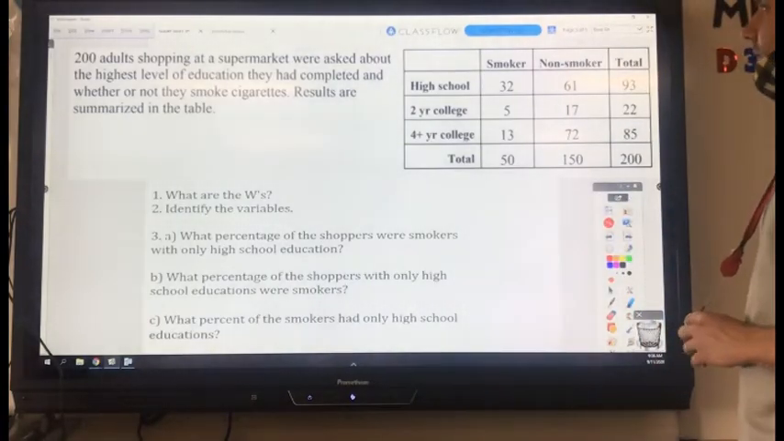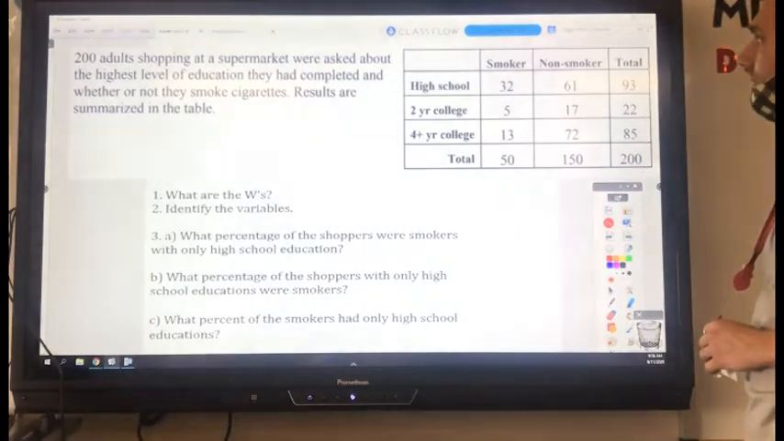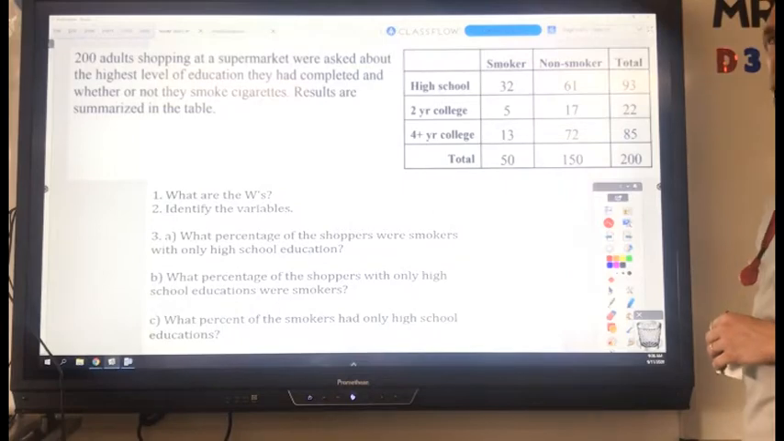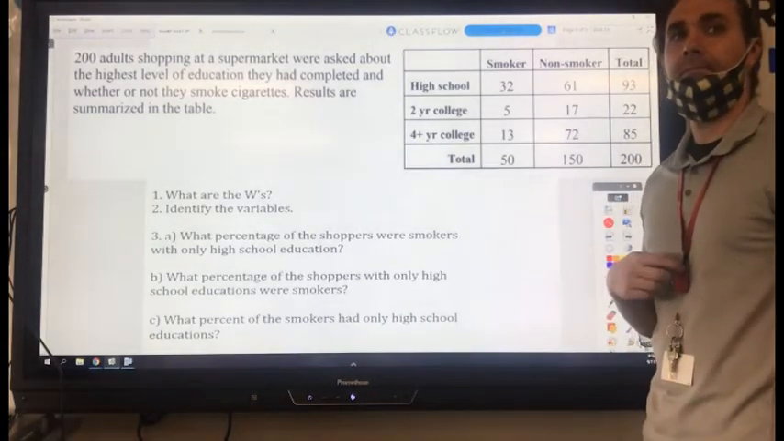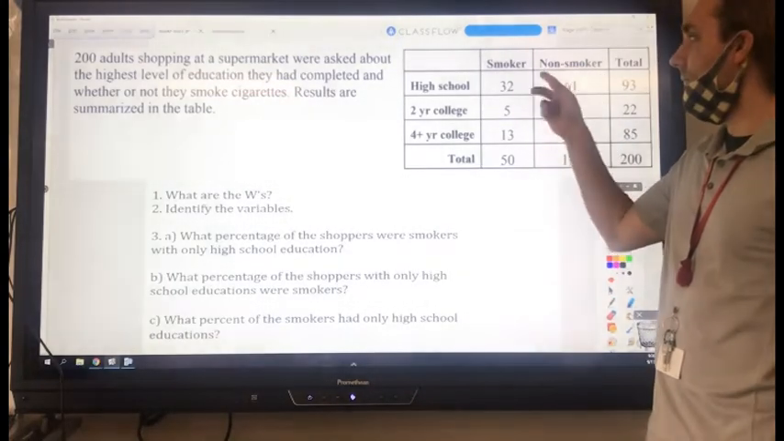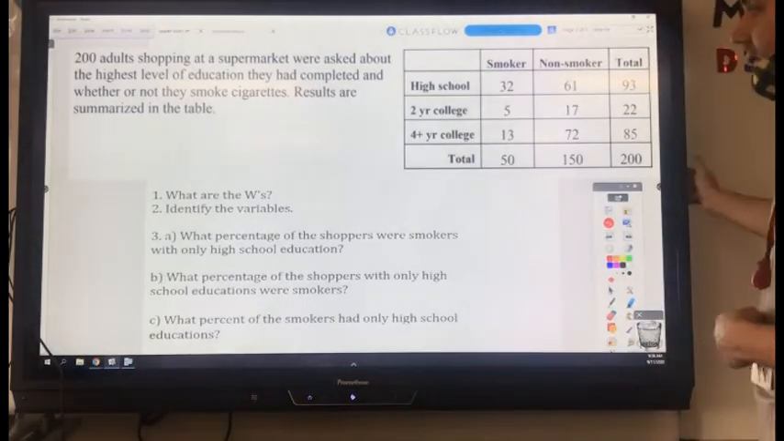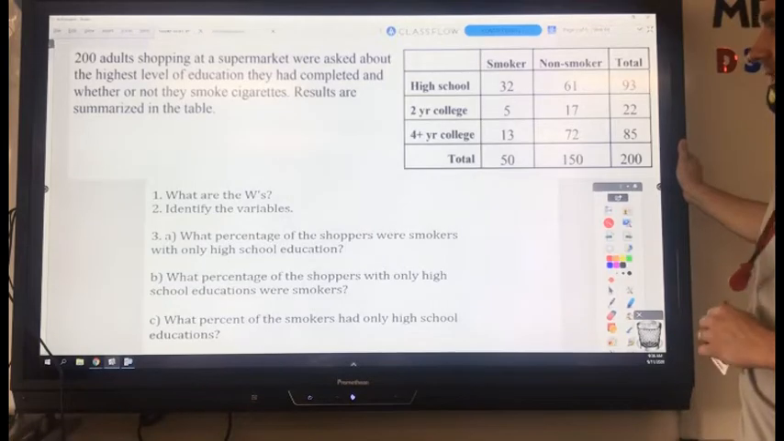Okay, what are my variables? Do I have any quantitative variables? No, there's nothing I'm measuring. My categorical variables are what? Smoker and non-smoker, and the amount of education. Very good. Okay, what percentage of shoppers were smokers with only high school education?